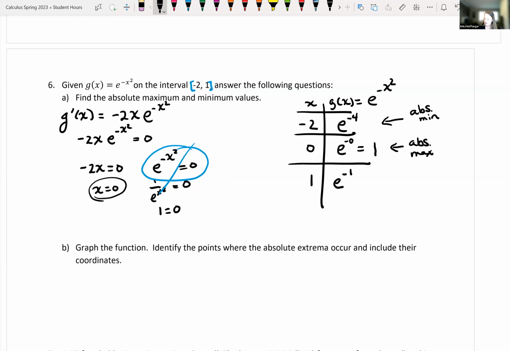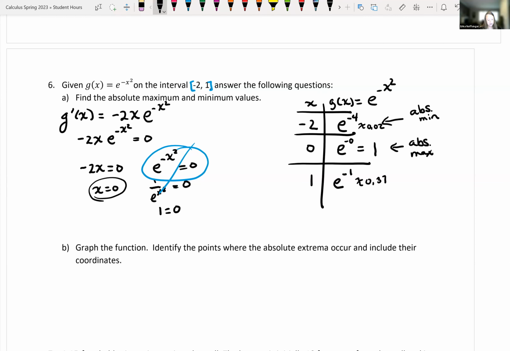If you plug this in the calculator, you would see that this is approximately, let me just make sure real quick. Okay, so e to the -4 power gives us approximately 0.02. e to the -1 power was approximately 0.37. And that's just going to help us for part B, where we need to graph the function.